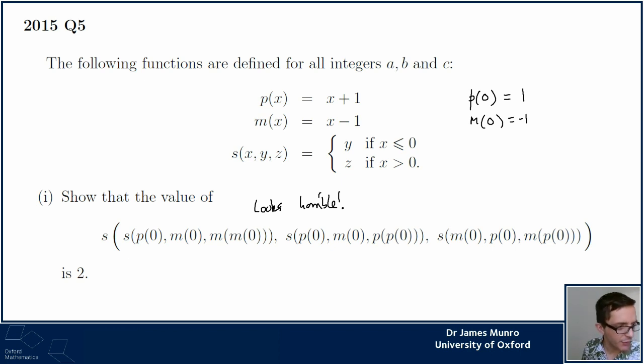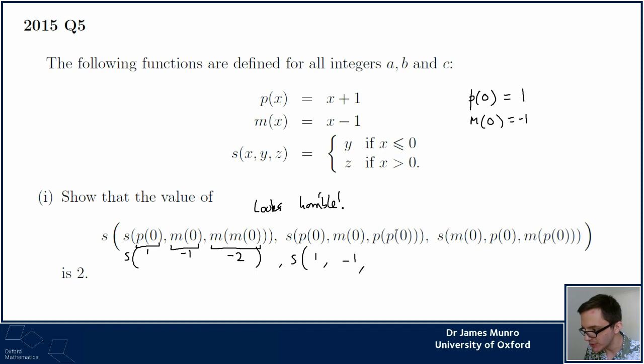Okay, so I'm following what Josh has put in chat. P of 0 is 1, so this bit is 1. M of 0 is minus 1. M of 0 is going to be minus 2. Okay, so this is my first S thing. I've got S of 1, minus 1, minus 2. And then this one is going to be, let's put the S in there as well. S of 1, this is minus 1, plus of 0.